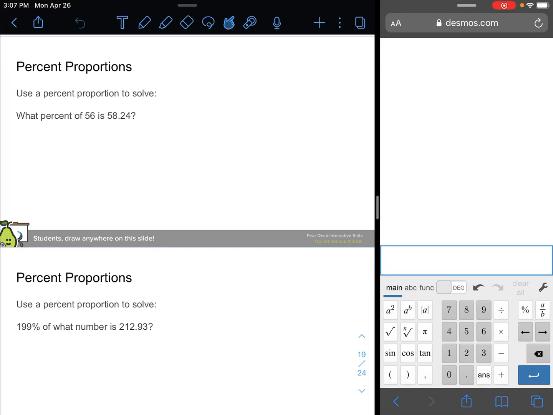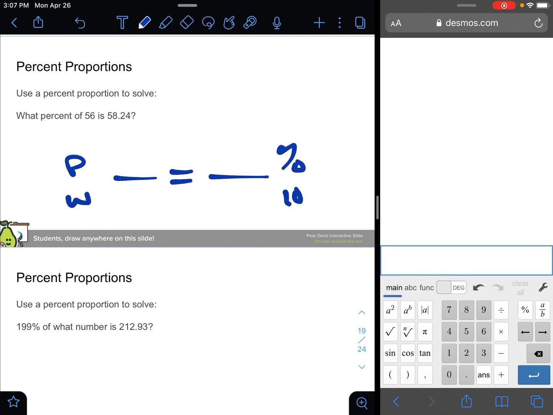We're going to use percent proportions to solve these mixed percent problems. For every percent proportion, it looks like this: blank equals blank, where it's the part over the whole and the percent out of 100. We're going to use that template for all of these. The 100 really goes on the bottom of the fraction, so that really goes here.